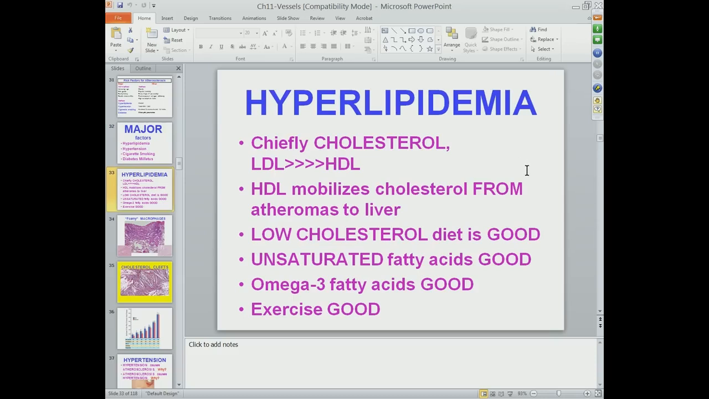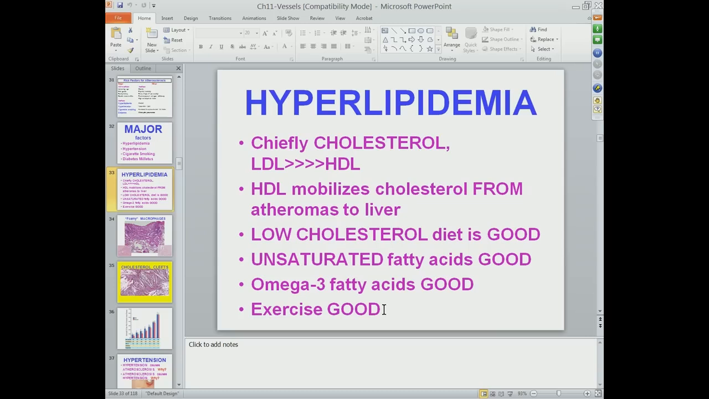The bad cholesterol, the LDL, is bad; the HDL is good. So the higher your LDL is, the worse off you are. The higher your HDL, the better, because HDL mobilizes bad cholesterol from the plaque to the liver. A low cholesterol diet is generally good. Unsaturated fatty acids in your foods are generally good. I personally take a couple of omega-3 fish oils every day. I guess I believe it's good. I like them anyway. It's not going to hurt, and it's just a habit I've had for many years.